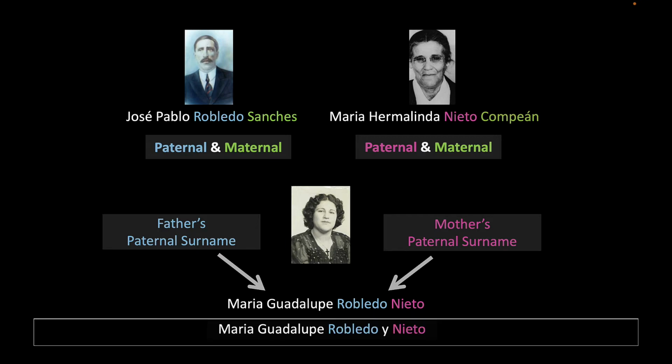And in the 20th century, we at times start to see the dual surname written out in this manner, with the conjunction Y, in Spanish pronounced E, which means and, between both surnames, Maria Guadalupe Robledo y Nieto. So always watch for all of those examples. And I made the point their legal name of record, because this is the legal name of record. It may not have been the name they always used or said.